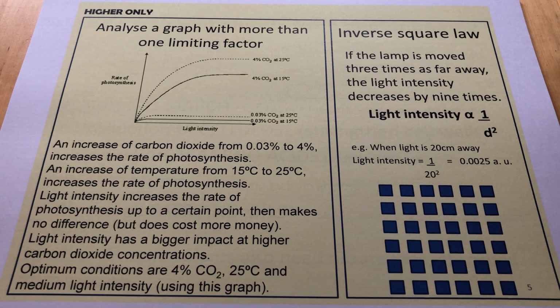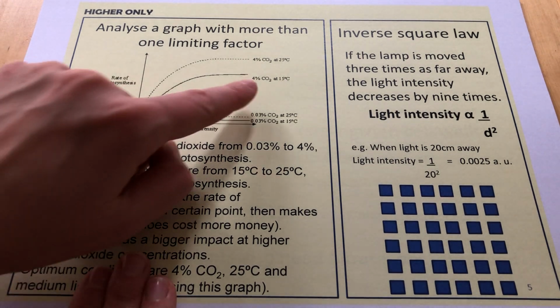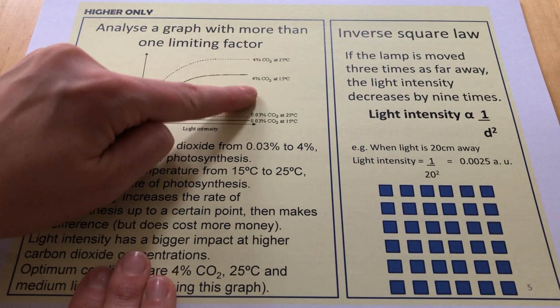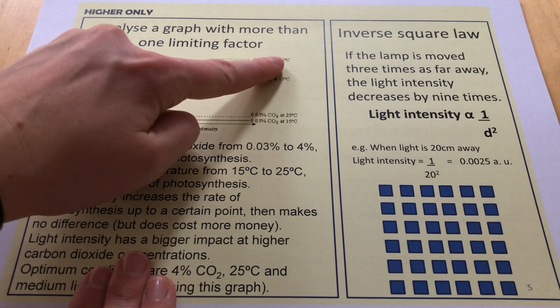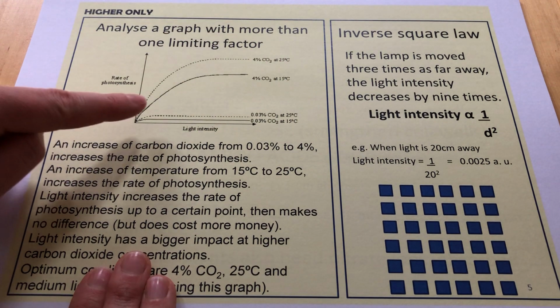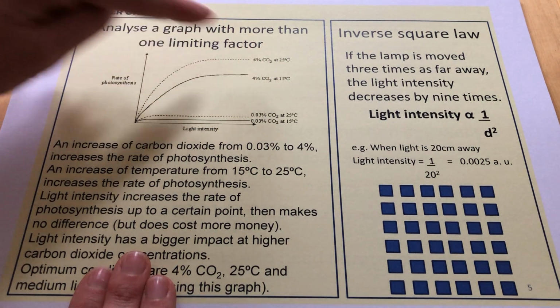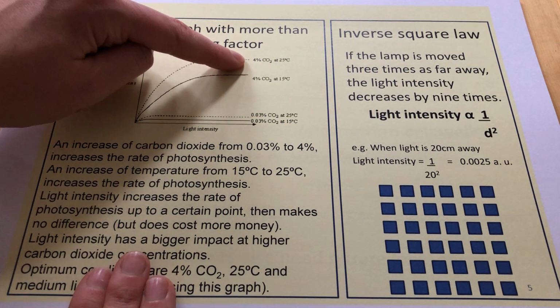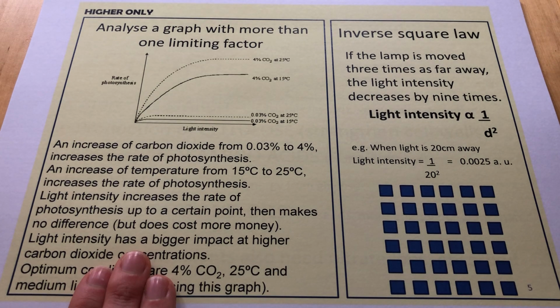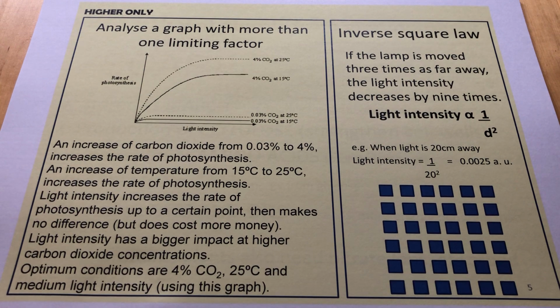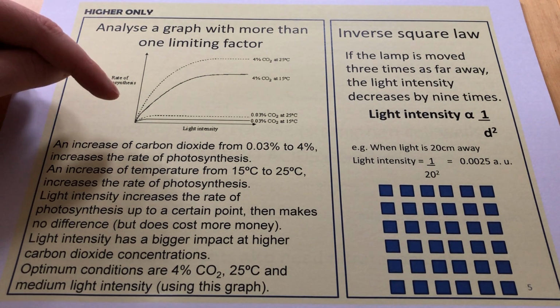If we compare the same concentration of carbon dioxide, but we've got 15 degrees here, we've got 25 degrees C here, we can see that obviously taking the temperature higher has had a positive impact on the rate of photosynthesis. So we can now say that 4% carbon dioxide rather than 0.03 is better, and we can say that 25 degrees C is better than 15. Okay. Then we've got this situation here where we're looking at light intensity.